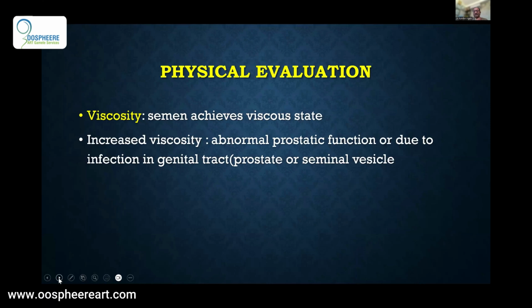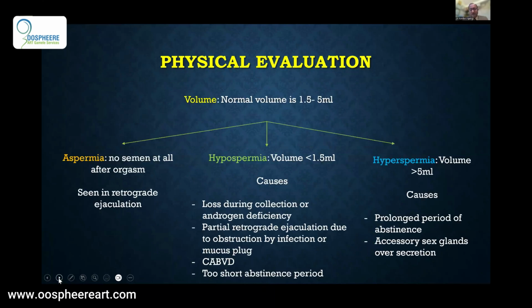Now, viscosity: semen achieves a viscous state, and increased viscosity always tells you that there is abnormal prostatic function, or it is due to infections in the genital tract, and most likely prostatitis or seminal vesiculitis is what we have to look for. So whenever you see hyperviscosity, because infection is the most common cause, treat such husbands with antibiotics first, so that the next time we collect their semen, the infection has been treated and these organs secrete enzymes properly, so that we get an adequate coagulum as well as a liquefaction time within range. So antibiotic is the first thing we need to remember.